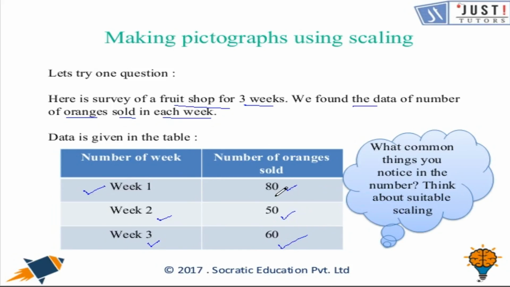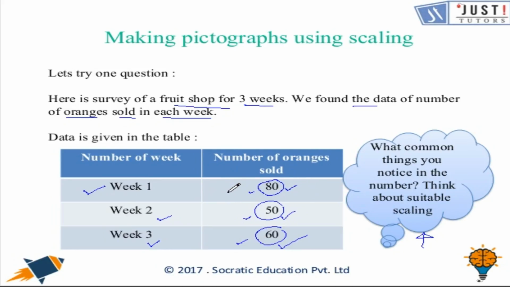Now these are large numbers, 80, 50, 60, so you cannot practically draw 80 oranges in this table, isn't it? So look at this think bubble here. What common thing do you notice in the numbers? Do you find any common multiple of 80, 50 and 60? Can you think about a suitable scaling here? Well, yes, 10 would be a good number to think about.